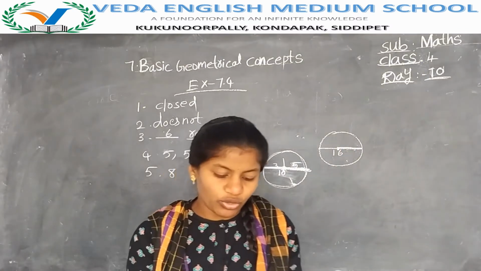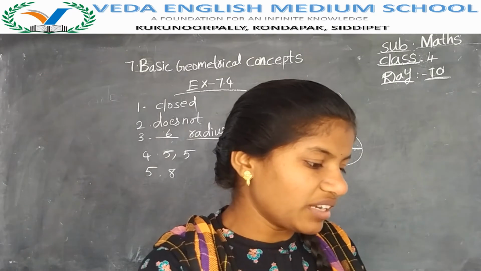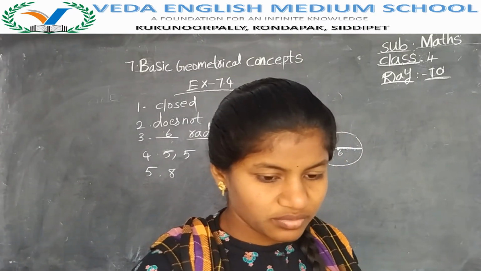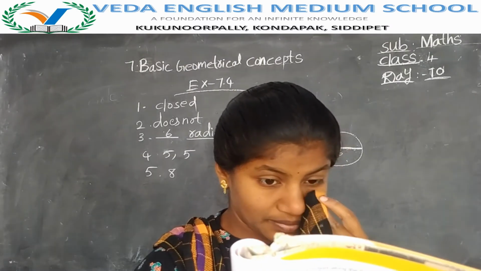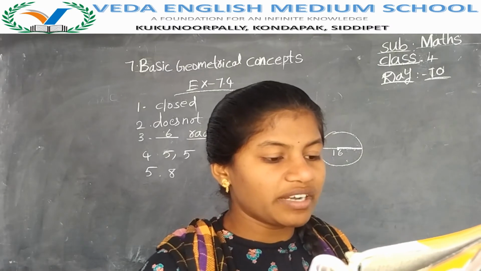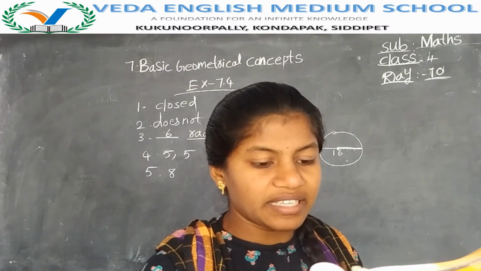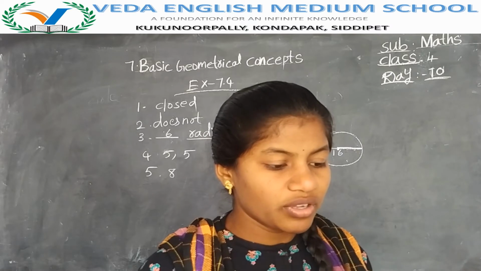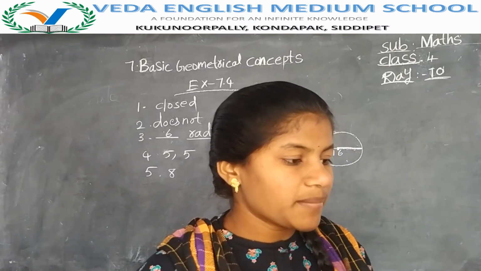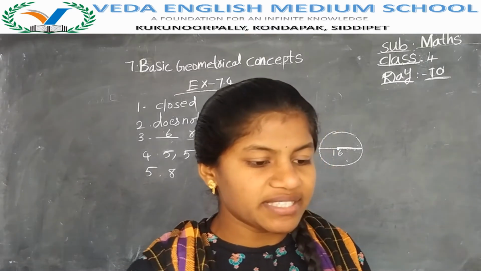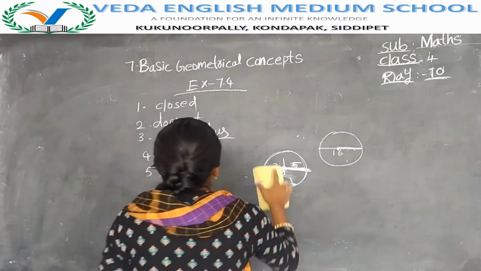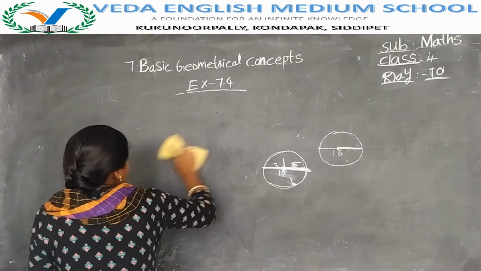So 7.4 has completed. Next we have to learn about 7.5. Label the parts of a circle: center, radius, diameter in your notebook. Fill in the blanks with inside, outside and on the circle. Based on this, you have to complete 7.5 also.